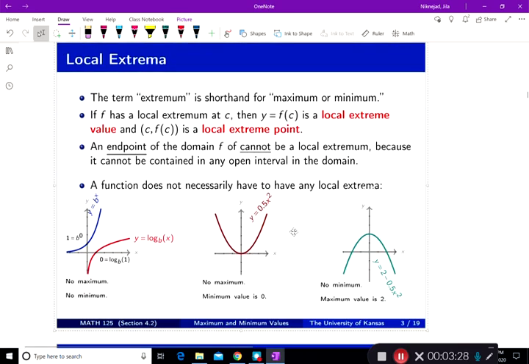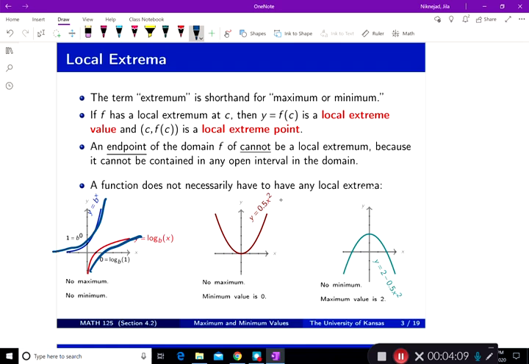So a function does not necessarily have to have any local extrema. Here's an example. y equals log base b of x looks like this, the shape that is drawn in there rather than the shape that I drew, and it doesn't have any local extrema. Also, y equals b to the power x is like that too. Neither of them has any local maximum or local minimum.